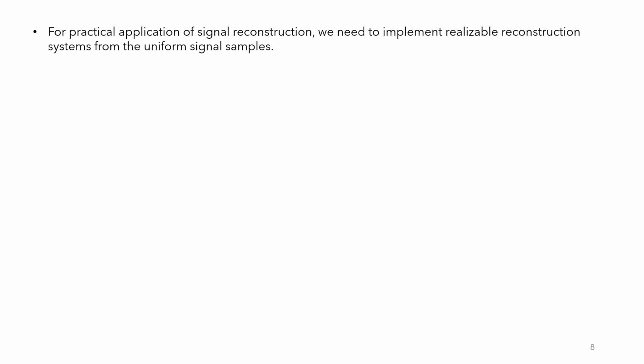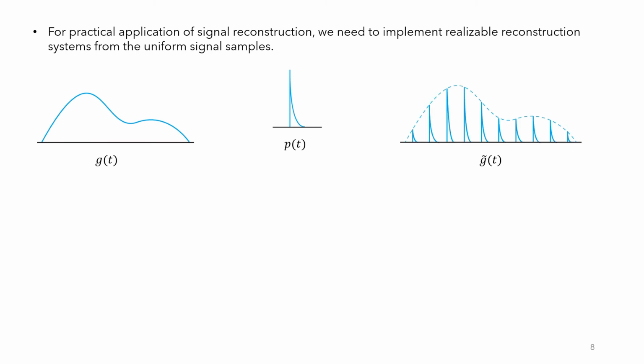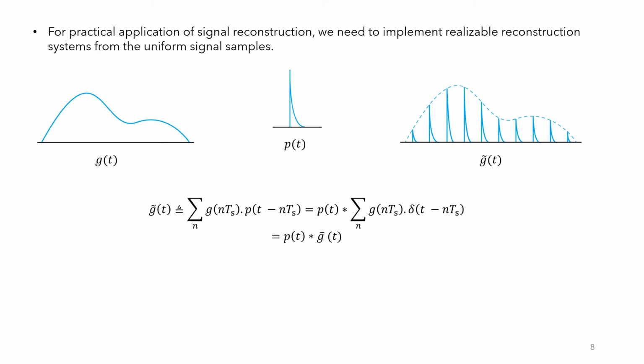we may apply the reconstruction pulse p(t) as shown here. Just like how the sinc pulse took the strength of each impulse, in this case, p(t) is used for that purpose. Let us represent this as g tilde(t). If we observe the equation, we see that we can write it as shown using the convolution property.